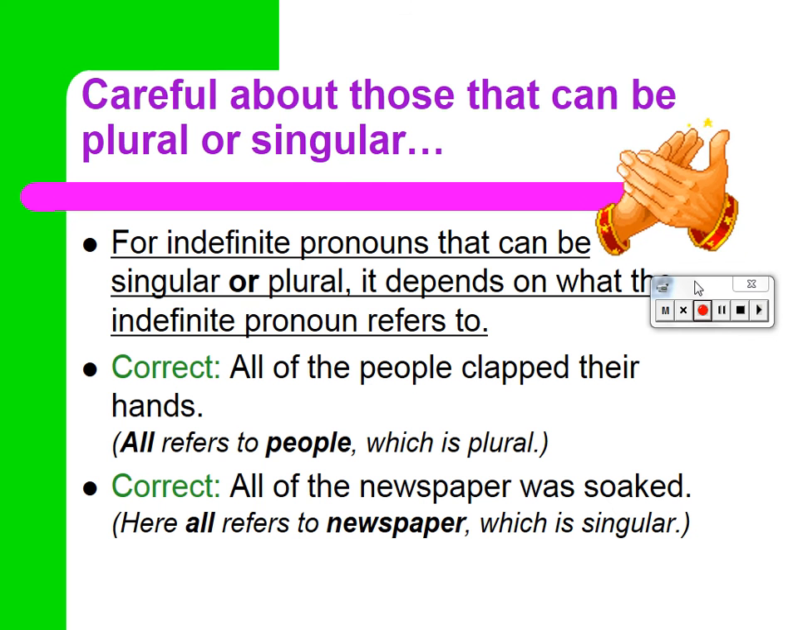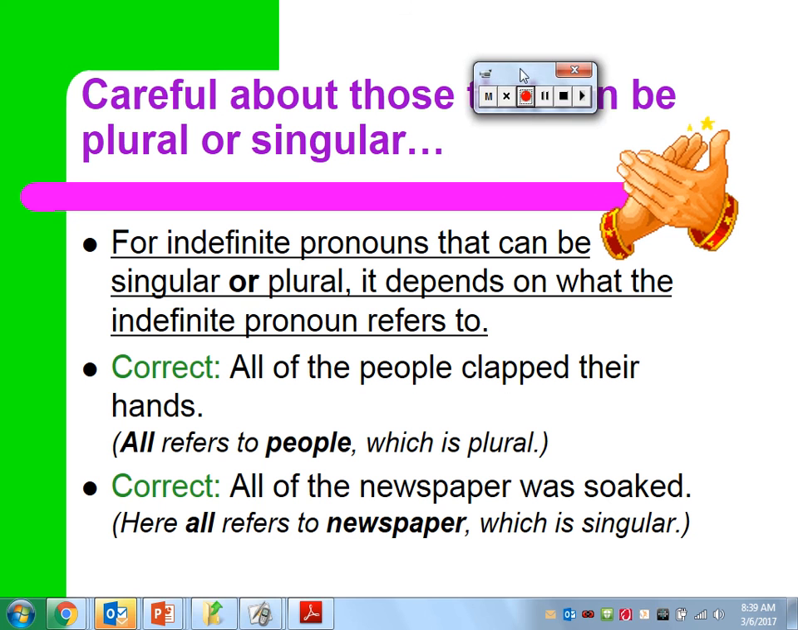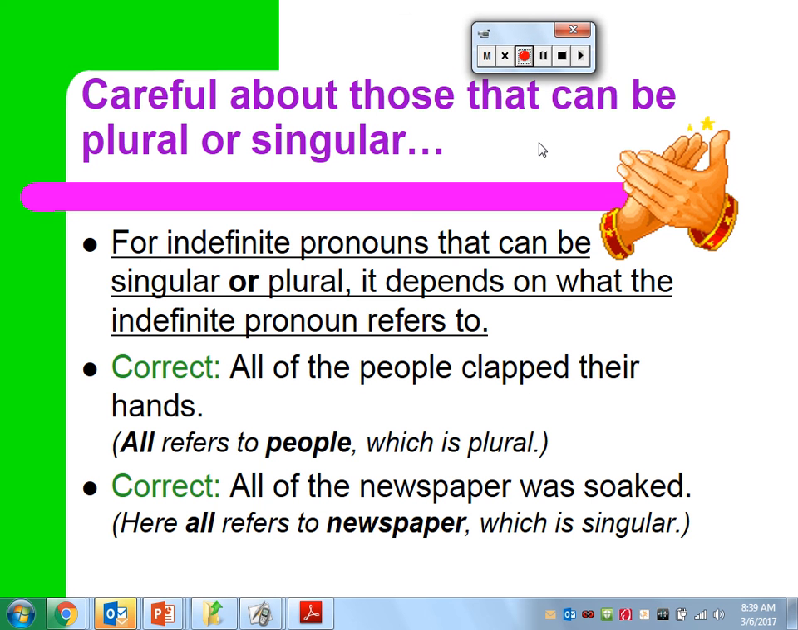All right, be very careful with the ones that can be singular or plural. You have to make sure you're reading the context and fully understand. So it says, for indefinite pronouns that can be singular or plural, it depends on what the indefinite pronoun refers to. So correct: all of the people clap their hands. All is referring to people, which is a plural word. It refers to more than one person, okay? So you have to use the word that matches, which is also plural, which is their. You can't say all the people clapped his or her hands because you're talking about more than one person, okay?